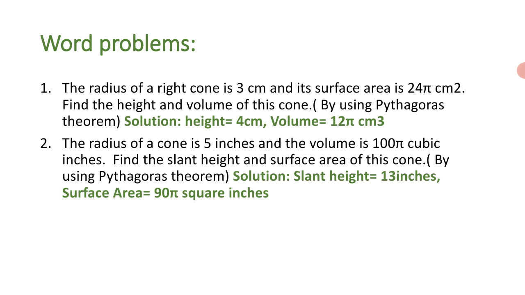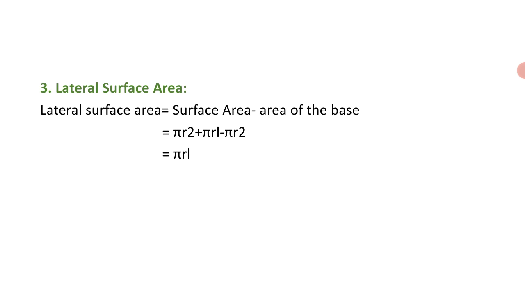Next we can see a word problem. First, the radius of a right cone is 3 cm and its surface area is 24 pi cm square. We should find the height and the volume of the cone. Here the surface area is already given, 24 pi cm square, so we can use the surface area formula we have already studied.